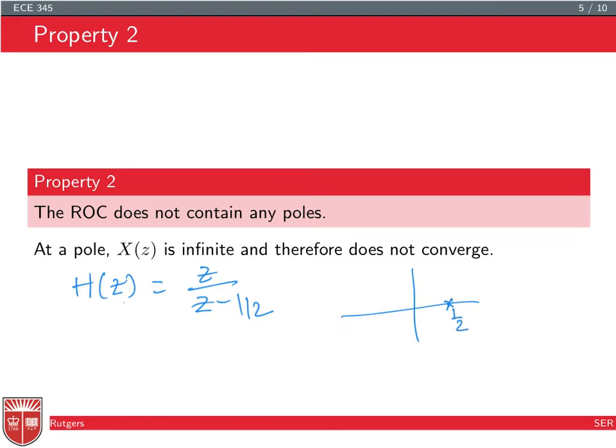If you plot the pole-zero plot, you have a pole at 1/2, and you know for sure that the ROC cannot contain the pole. So the ROC cannot be this, for example.